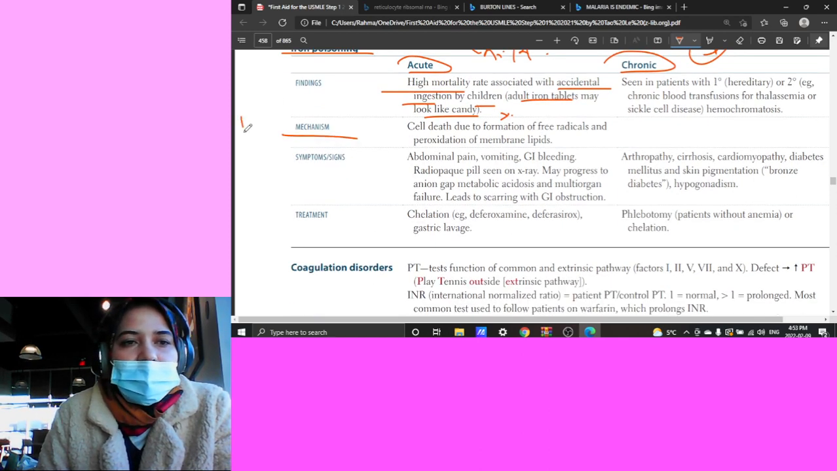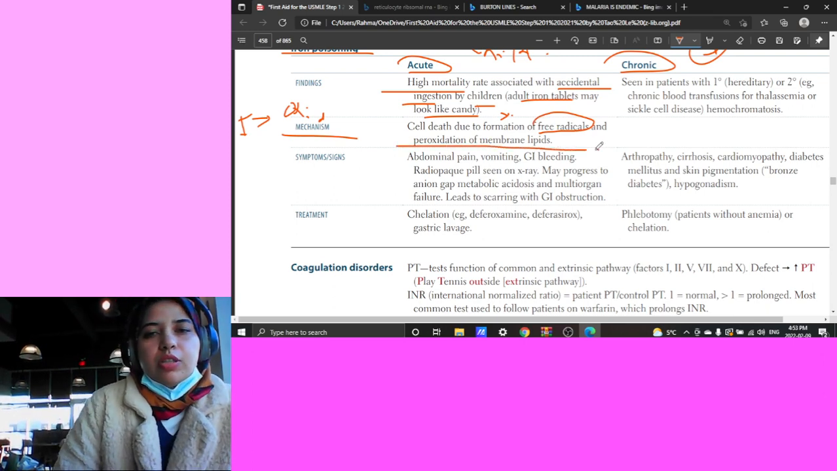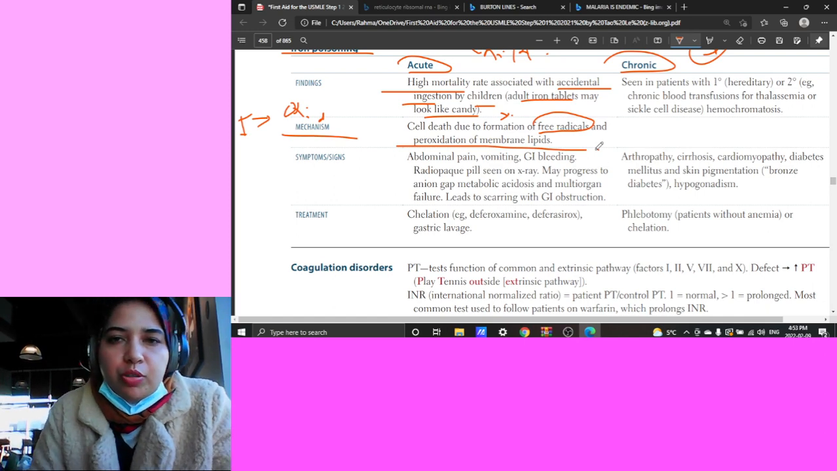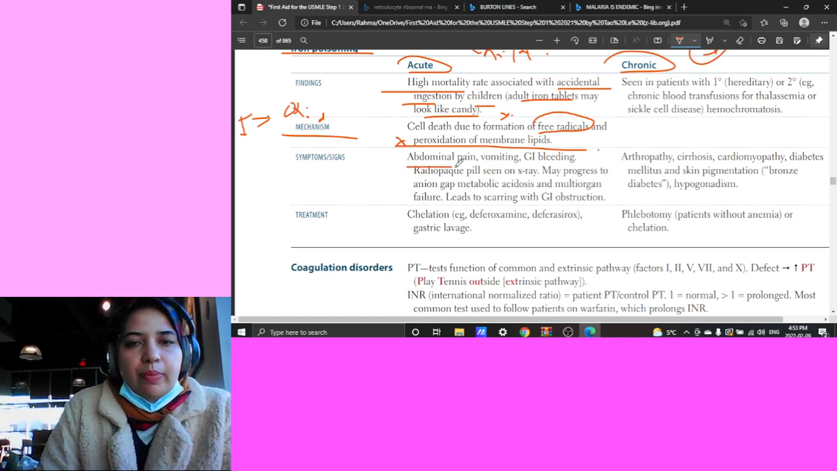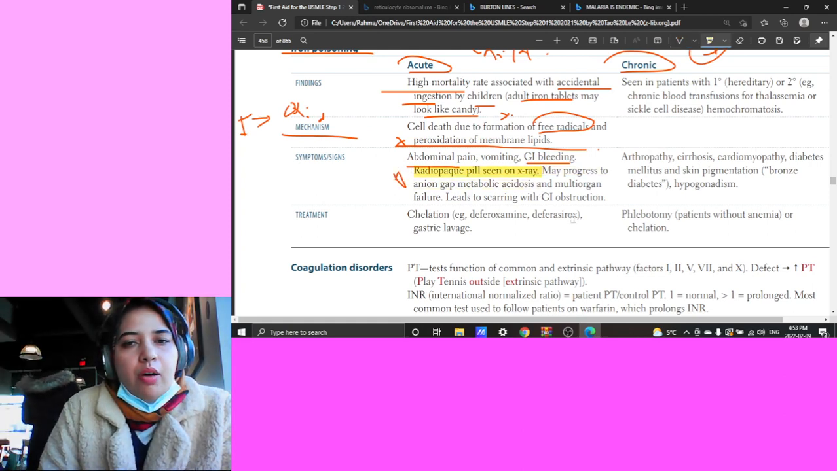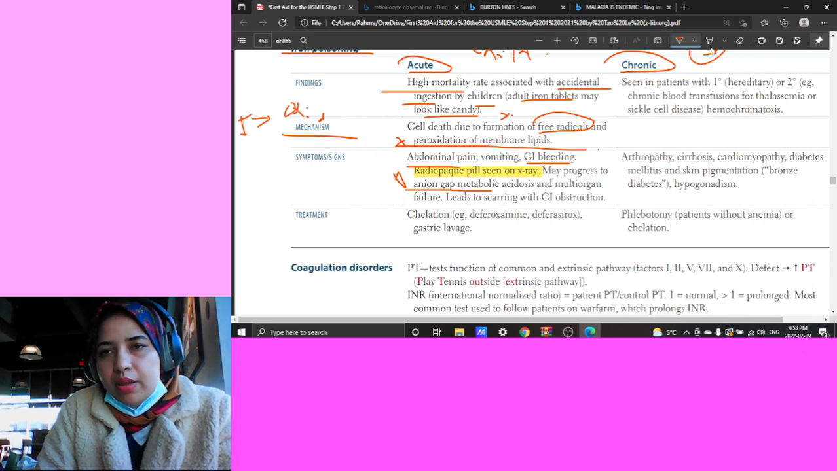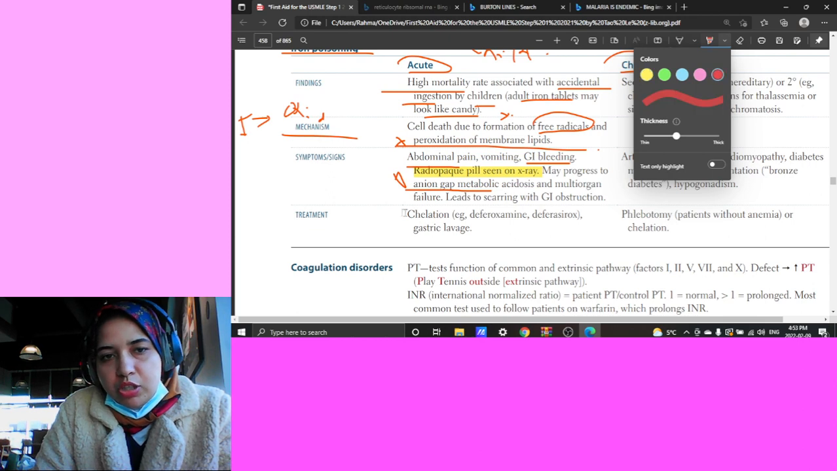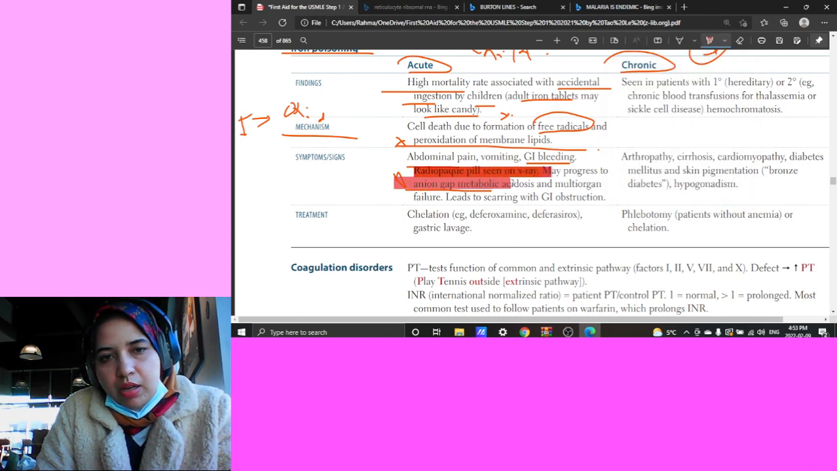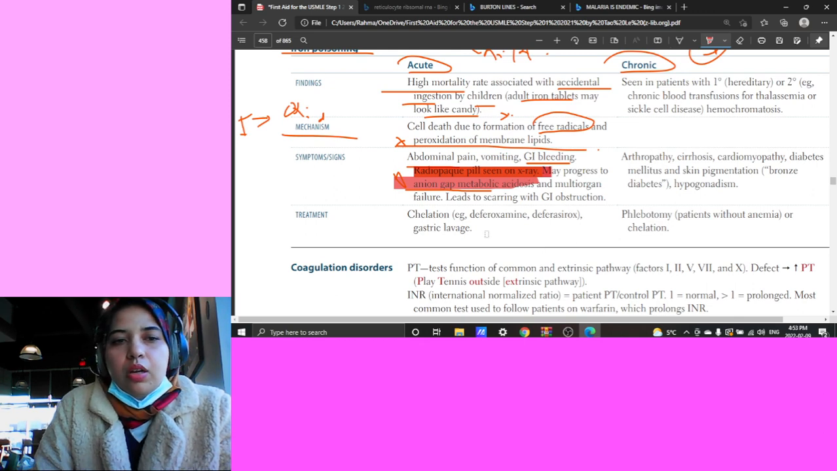Mechanism is, imagine putting iron, right? Iron is very oxidative. So you're going to get free radicals and peroxidation of membrane layers. So that's what you're dealing with here. Damage to cells due to oxidative stress. You're going to get abdominal pain, GI bleeding. The key thing here is that you might find these radiopaque pills on x-ray. So that can also help you figure that out. You might get an x-ray, you might see the pills. May progress to anion gap metabolic acidosis. That's another important thing. I'll highlight this because this is important. So you may see radiopaque pills and you might see the metabolic acidosis as a result. How do we treat it? You use chelation, deferoxamine, and gastric lavage.